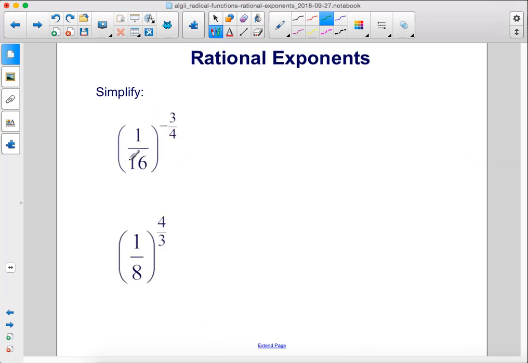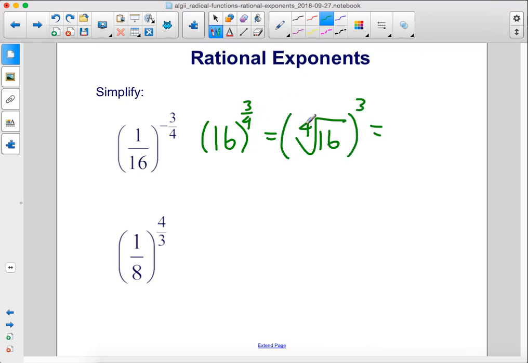Simplify. Alright, so here let's deal with that negative sign first. In order to make this a positive exponent, we're going to flip the fraction. That makes it 16 instead of 1 over 16. Now we have 16 over 1. So now we can take that and raise it to the 3/4 power. That means taking the 4th root and then raising that to the 3rd power. The 4th root of 16 is 2. To the 3rd power is 8.